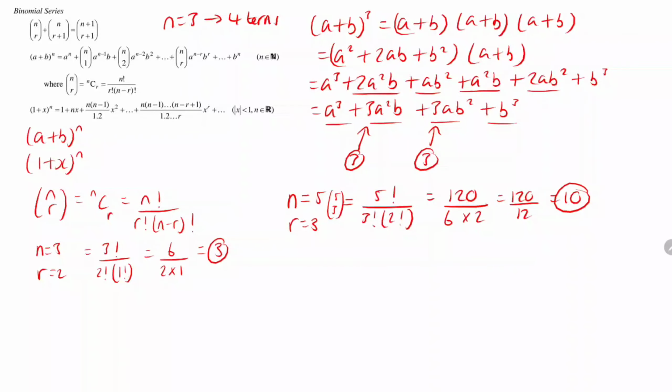Okay. Now, there is a quicker way of finding these coefficients, and you can use Pascal's triangle. This could be a way of saving time.